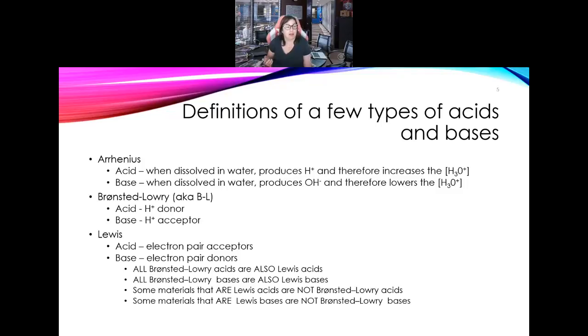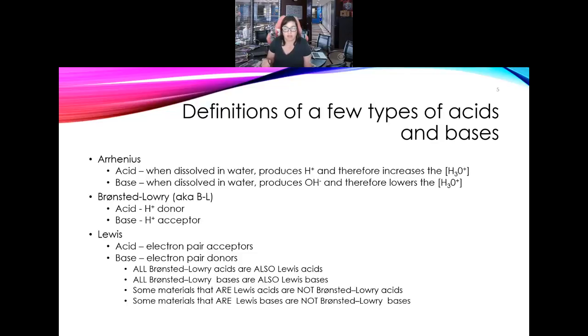So a few types of acids and bases. We have the initial definition of acids and bases, which is from Arrhenius. An acid, when dissolved in water, produces H plus and therefore increases the H3O plus concentration, lowering the pH. A base, when dissolved in water, produces OH minus and therefore raises the pH, i.e. the H3O plus goes down. So that's the first definition that we dealt with, and that's from Arrhenius.